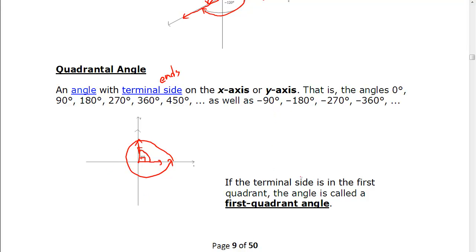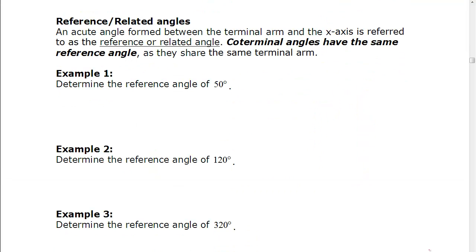If the terminal side is in the first quadrant, the angle is called a first quadrant angle, and we haven't mentioned quadrants, so let me just sketch the axis here. We refer to each of the sections in our Cartesian coordinate plane as quadrants. So here we have quadrant 1, quadrant 2, quadrant 3, and quadrant 4. So if the terminal ray is somewhere in quadrant 1, it's called first quadrant, somewhere in quadrant 2, second quadrant, etc.